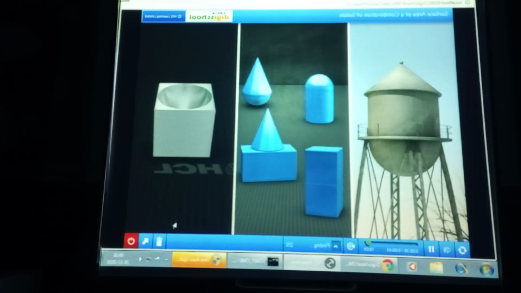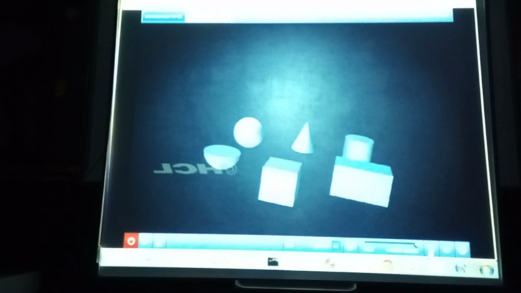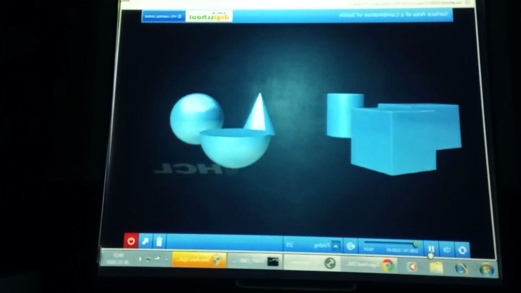Let's learn how to calculate the surface area of a composite solid that is made up of a combination of solids of different shapes. These are given different shapes, look at them carefully. Next, look carefully at all their different shapes.